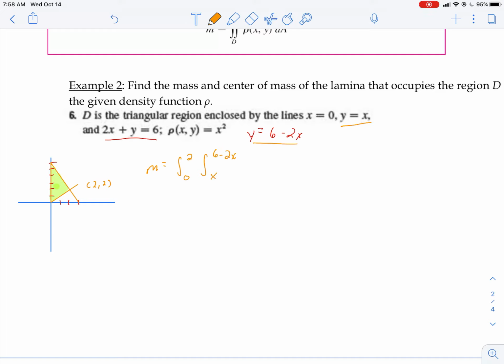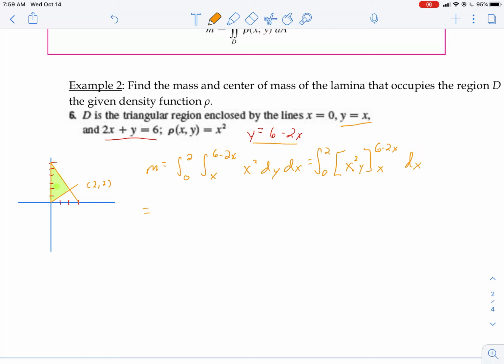And my bottom function is just y equals x. And then I have rho of x,y as my function, so x squared dy dx. All right, let's go ahead and evaluate. So let's take the integral from 0 to 2. We're going to integrate x squared with respect to y, so that's x squared y, from 6 minus 2x to x, dx.